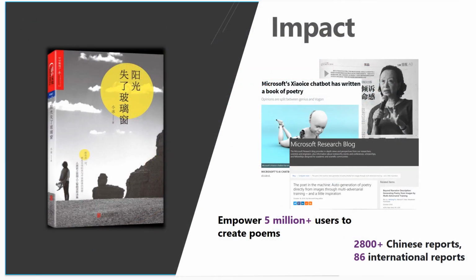A few years ago, Microsoft designed a chatbot named Xiaoice, in China named Xiaobing. Xiaoice actually combines multimodal techniques from NLP and computer vision to enable multiple-turn dialogue between the human and the machine. You can see that Xiaoice can actually empower over 5 million users to create poems and also hold multiple-turn dialogues. They even published a book using the name of Xiaoice.